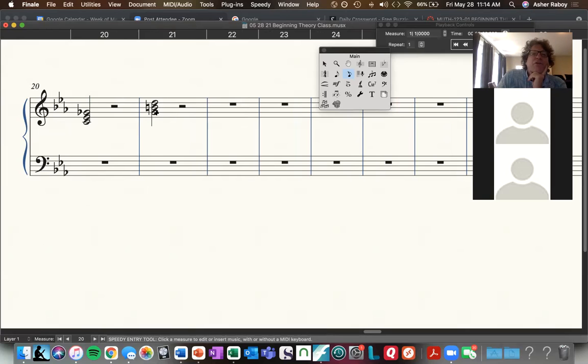Okay, so if you're counting these, G is the root, right? So B is a third over the root because it's G, A, B. It's three notes, gives you the B. The D is the fifth over because it's G, A, B, C, D, five. What would a fourth be over a G? Would it be the C?